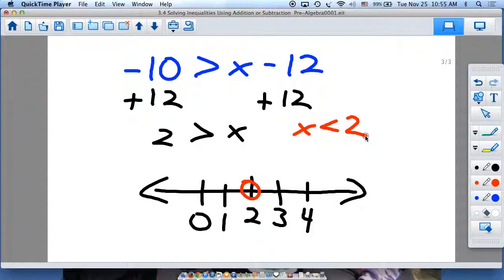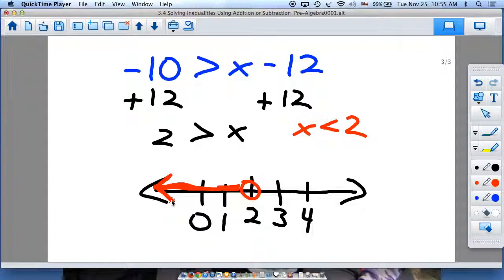You notice I just switched the sign. Switch sides for the x and the 2. So x is less than 2. So we'd have to shade in the numbers that are lower than 2, because those would be our solution. And once again, open circle on the 2.